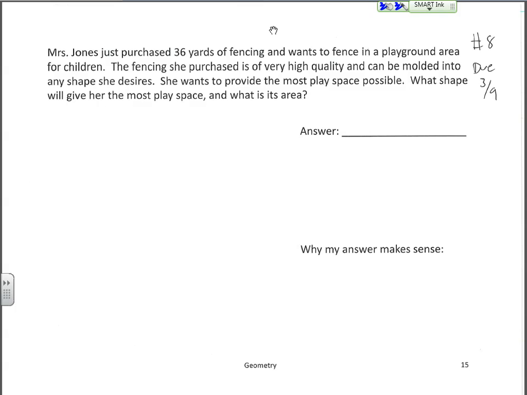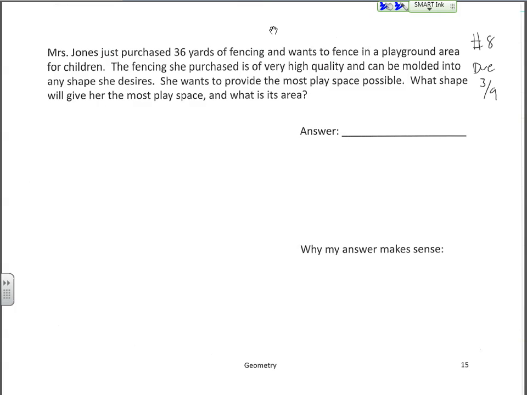Mrs. Jones just purchased 36 yards of fencing and wants to fence in a playground area for children. The fencing she purchased is of very high quality and can be molded into any shape she desires. She wants to provide the most play space possible. So essentially what we're saying here is she wants to put it into a shape with the largest possible area for students to play in. What shape will give her the most play space, and what is that area?